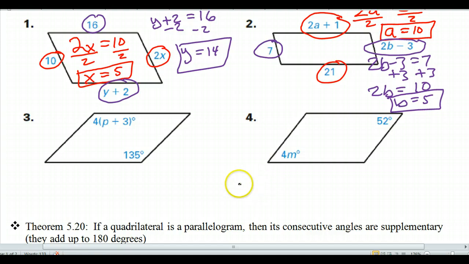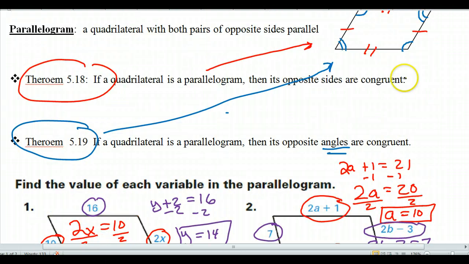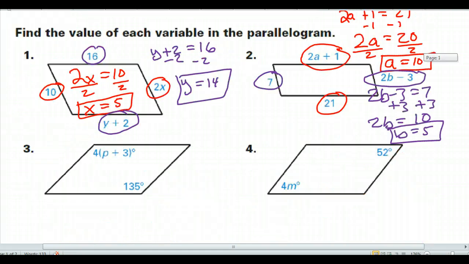All right. Now let's use the other property. You can probably just already know what to do without me telling you, but I'm going to tell you anyway. The other property that we talked about, we have opposite sides are congruent, okay? But we also have opposite angles are congruent. So now we did sides, now we're doing angles.